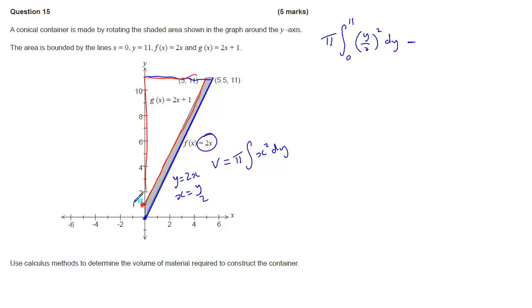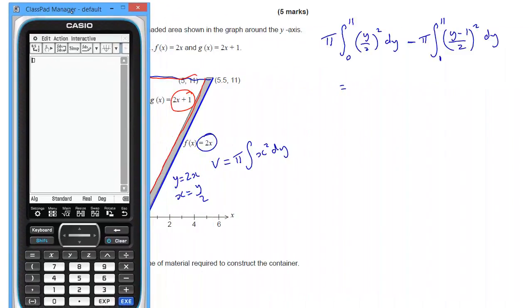So we can see that goes from 1 up to 11, and the boundary here is y = 2x + 1. So x is going to be (y take away 1) over 2. So what we're going to have there is pi times the integral from 1 to 11 of ((y minus 1) over 2) squared dy. So we can just calculate this on the calculator. So let's bring the calculator in.